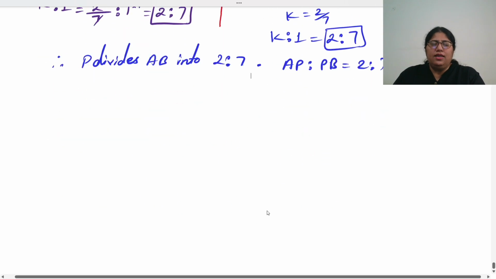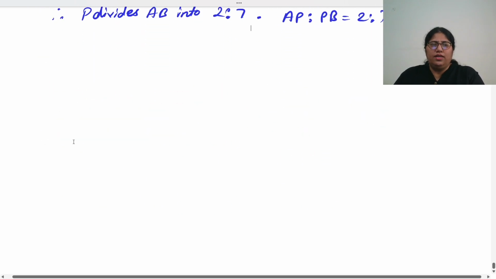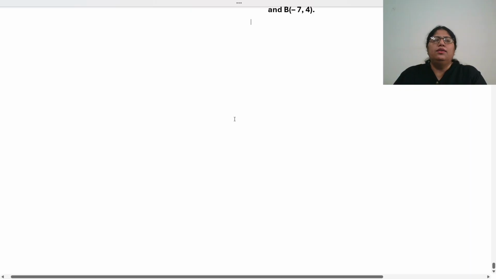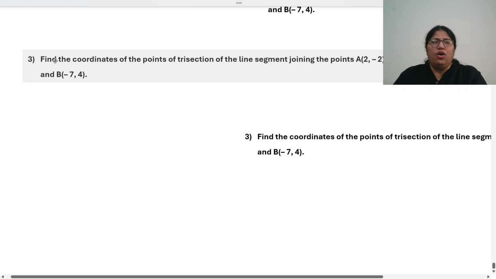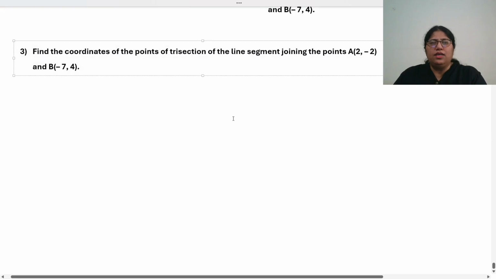Now let us see the third question. Next question. Here, what is our next question? Find the coordinates of the points of trisection of the line segment. Now, why am I taking trisection? This kind of question is important because the ratio is not given. What is the meaning of trisection? Dividing into three equal parts.